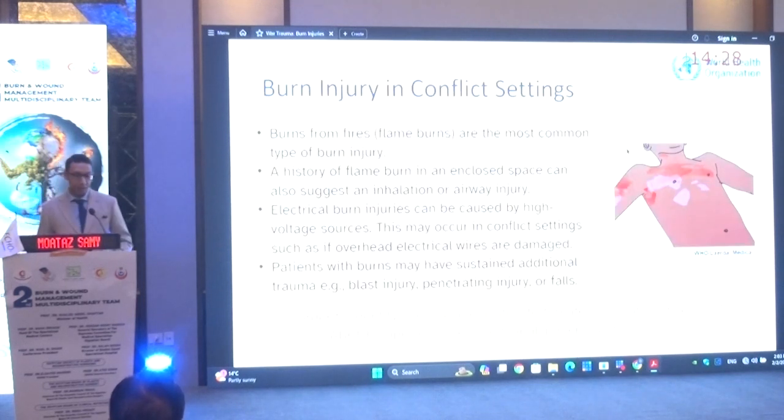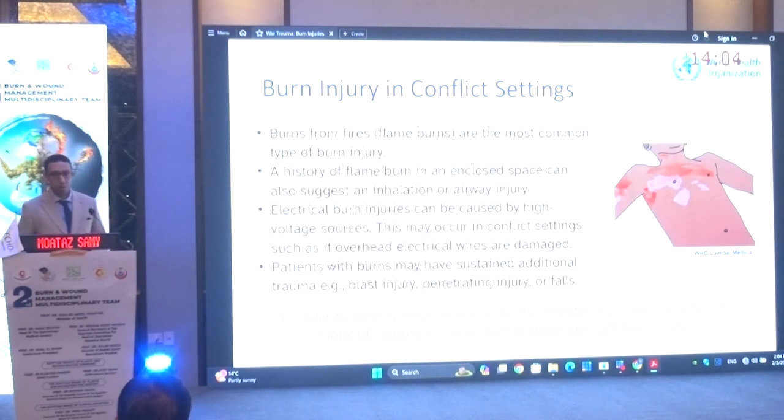Burn injury in a conflict setting. Flame burns are the most common type of burn injury. A history of flame burn in any closed space may suggest an inhalation injury. Patients with burns may have sustained multiple other traumas, like blast injuries, falls, or penetrating injuries, as they escape from the fire.